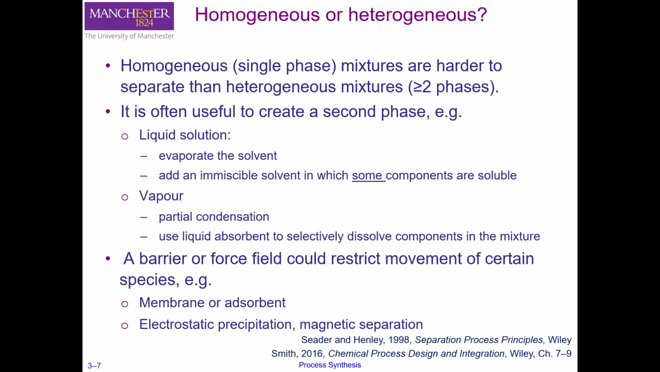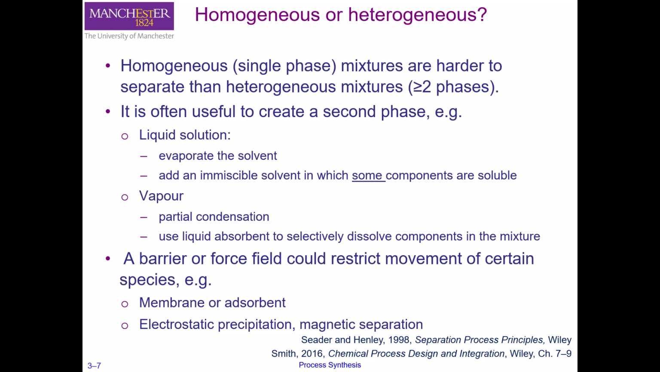Now if we create a second phase, that means that we will have a heterogeneous mixture that is somewhat easier to separate compared to a homogeneous mixture where we only have one phase. That is why often we try to create a second phase, and we can do that in different ways. For example, if we have a solution, we can heat the solution and evaporate some part of the liquid like solvent, or we can use an additional solvent that can selectively dissolve one of the components, as in solvent extraction.